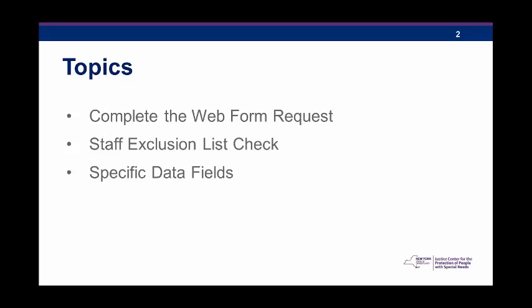This web form enables providers to submit a request online to check a job applicant's name against the Justice Center's staff exclusion list, which will also be referenced as the SEL. This presentation will also explain the process to complete the web form, including a description of the screens you will see and the specific data fields that must be populated.